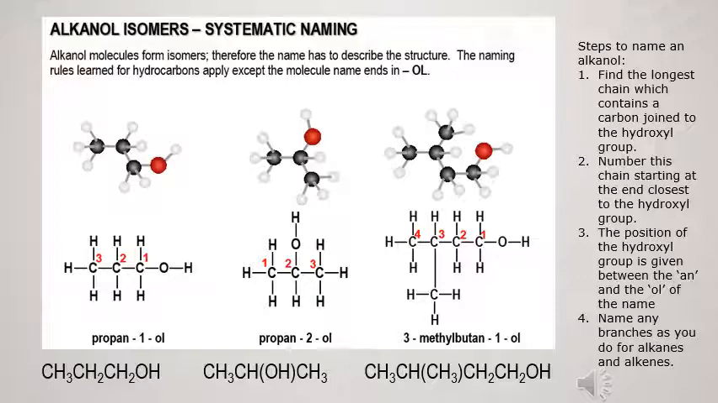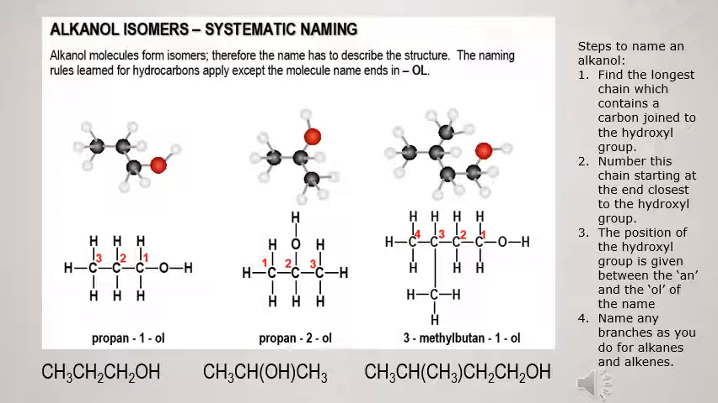For example, we could have isomers where the position of the hydroxyl group differs. As seen in this slide, you could have propan-1-ol, where the hydroxyl group is on carbon number 1 in the chain, or you could have propan-2-ol, where the hydroxyl group is on carbon 2 of the chain. You can see how they are named differently, and the shortened structural formula would also be drawn differently. This is given at the bottom of the slide.